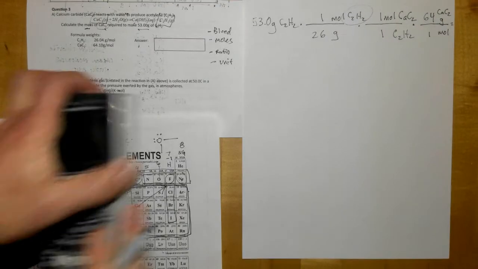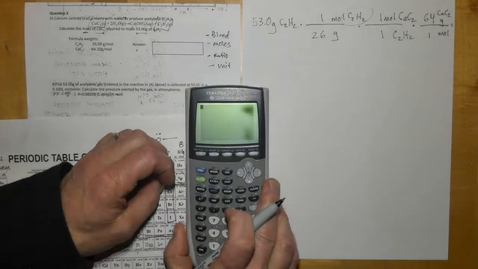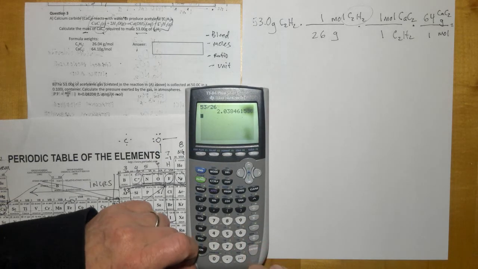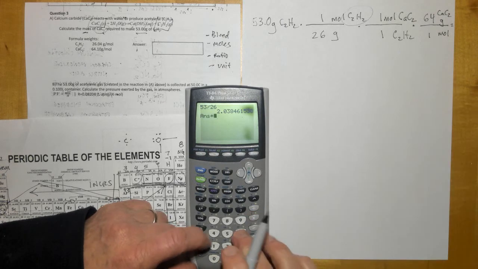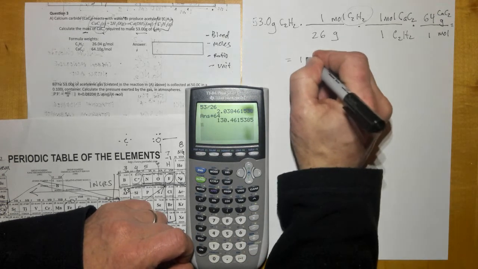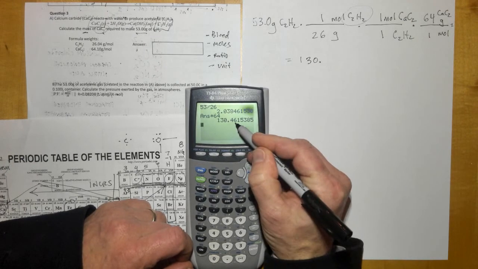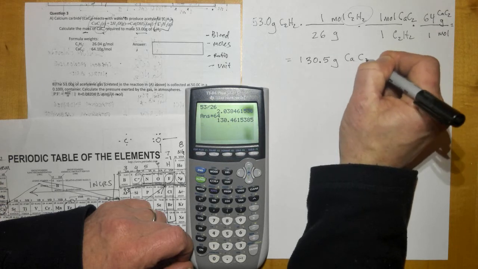So following through all those steps on a calculator now, let's see if I can have this live on here. There we go. 53 divided by 26, enter, times 1 divided by 1. And then times 64 right here, that'll give us our mass. So our mass should be 130.5 or more, round up right here, so 0.5 to 3 sig digs, and it'd be grams of CaC2.